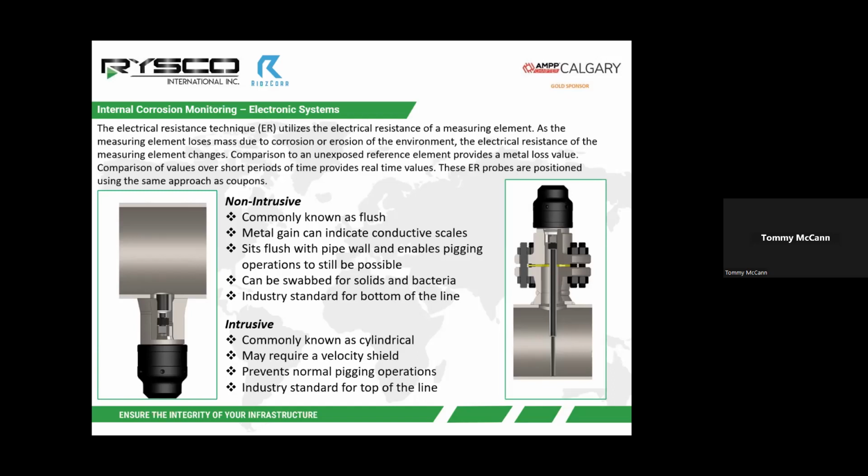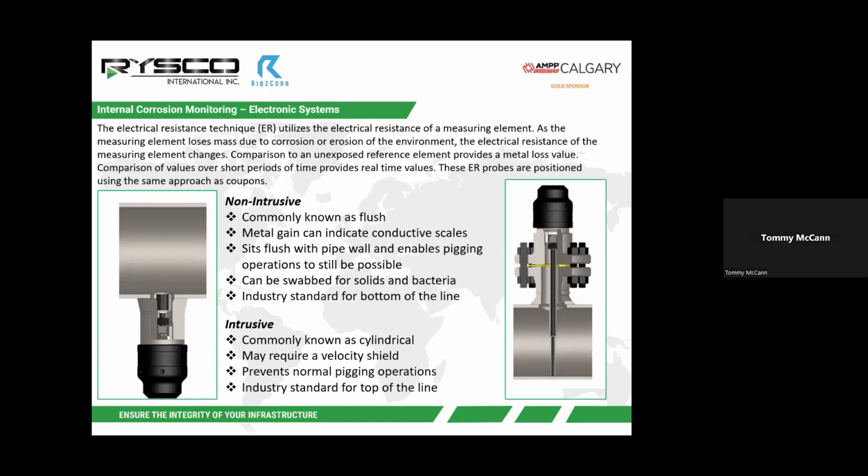What we tend to watch for in production here is very sour. We tend to watch for what happens when that scale is removed by the process environment, and what kind of rates we see following it. Again, it lets you sit flush with the pipe wall so you can pig and operate normally. Again, you can swab it if you choose to retrieve it.